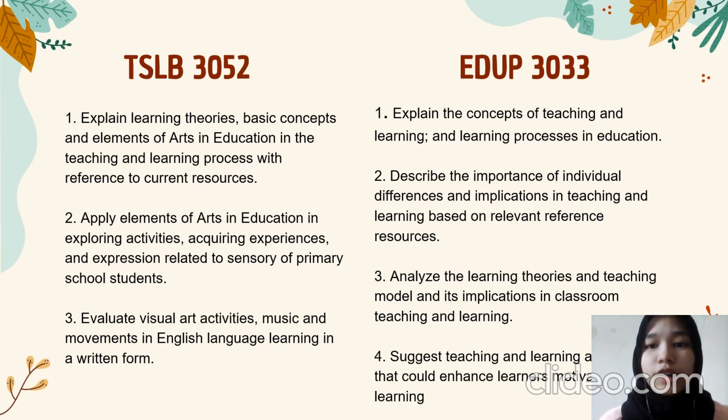form. Okay, so for the teaching and learning course, the first one is to explain the concepts of teaching and learning processes in education, to describe the importance of individual differences and implications in teaching and learning based on relevant reference resources, to analyze the learning theories and teaching models and their implications in classroom teaching and learning, and the last one is to suggest teaching and learning activities that could enhance learners' motivation in learning.